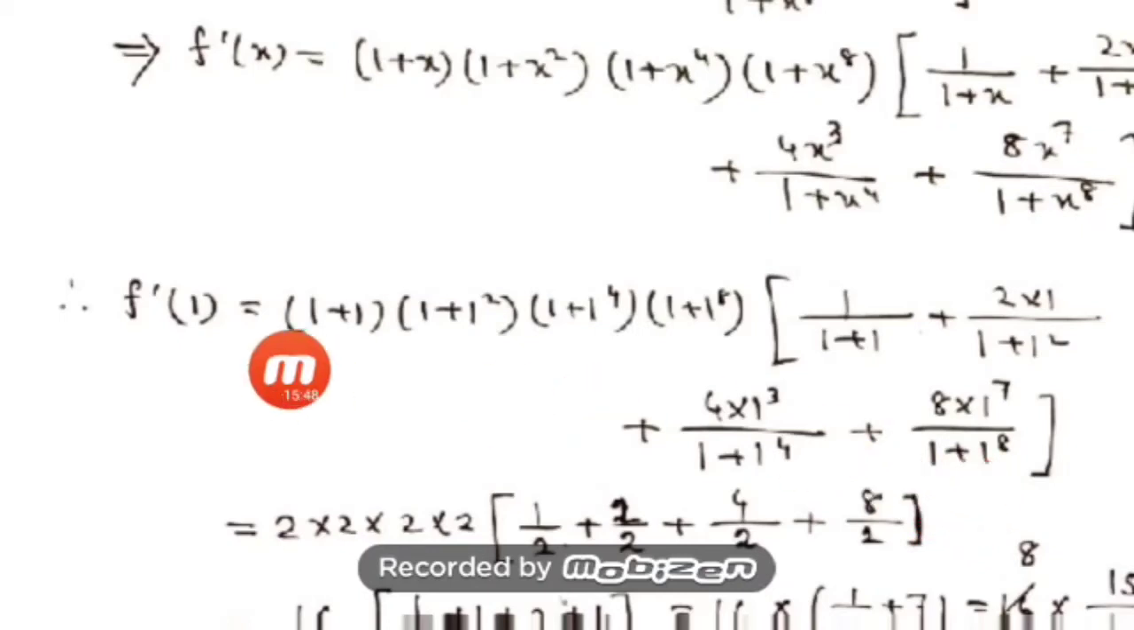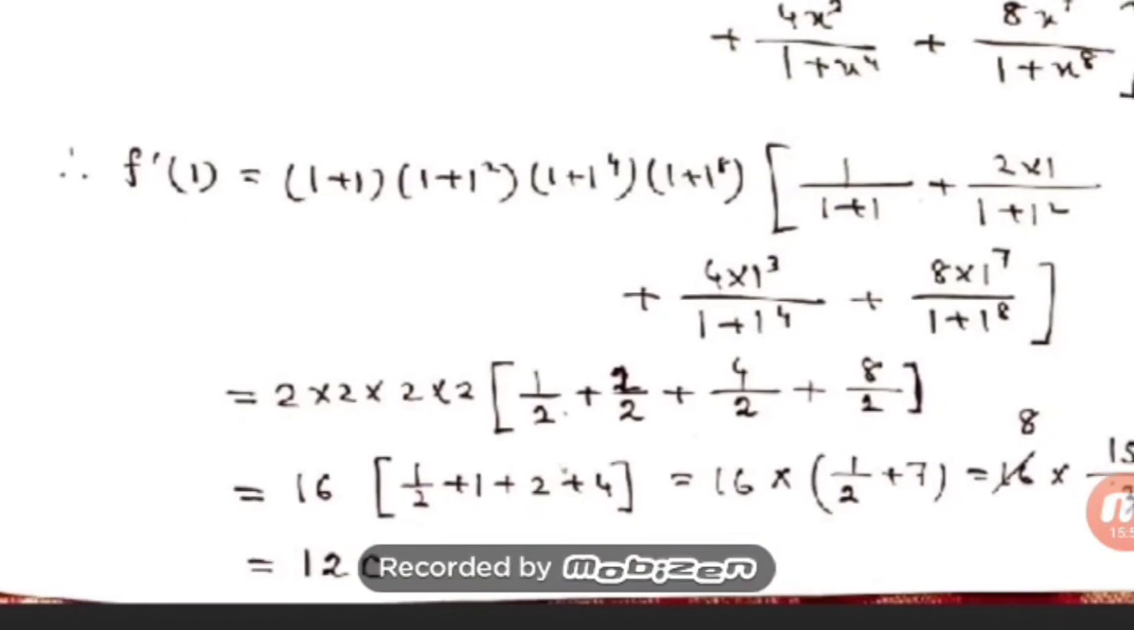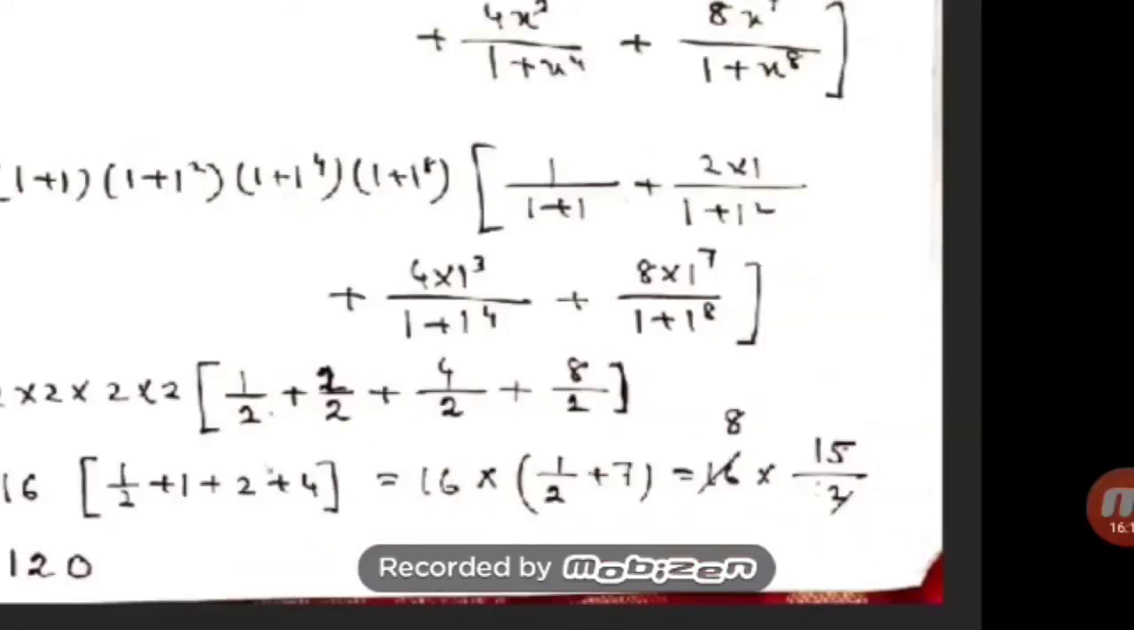Doing simplification, this is 2, 2, everywhere 2. Product of four 2s, this is half, 2 by 2, 4 by 2, 8 by 2. Doing the simplification step, this is 16, half, 1, 2, 4. 1 plus 2 plus 4 will give you 7, this is half. Half plus 7 is 15 by 2, cancelling, we get 15 times 8, which is 120. So the answer of f dash 1 is equal to 120.